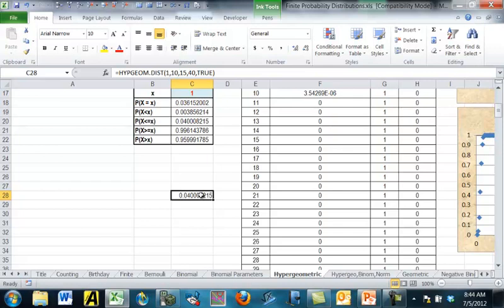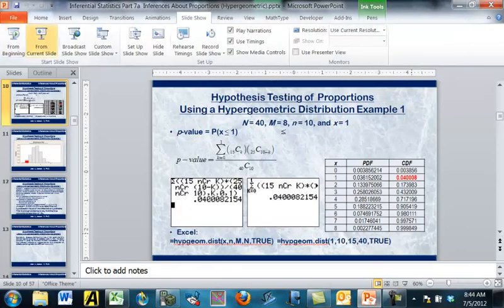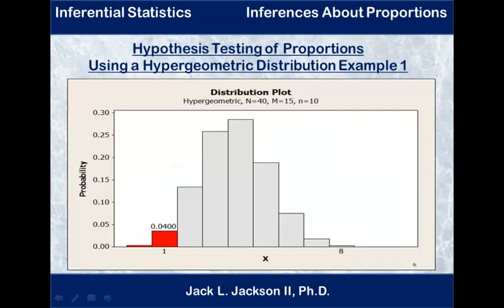So with Excel, it's pretty easy because it's got this built-in function. I used Minitab to draw this graph. Here's a graph of the distribution, and actually the Excel sheet that we were just on also had a graph if we'd scrolled over a little bit. But in this case, I've actually shaded the corresponding tail here.